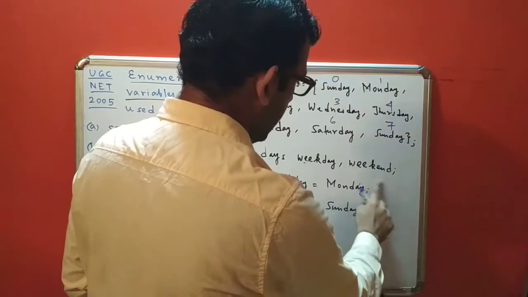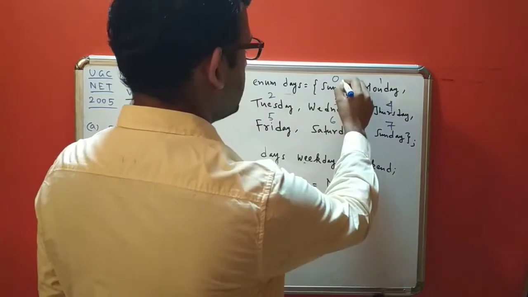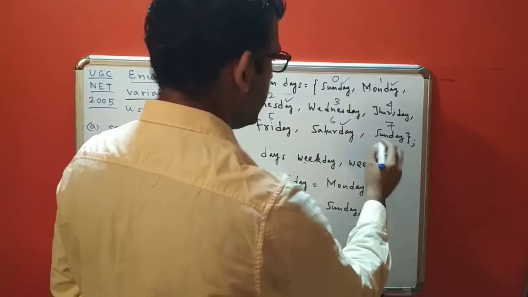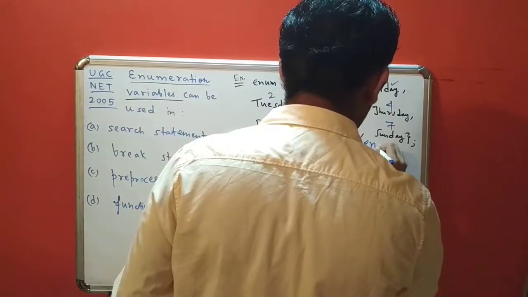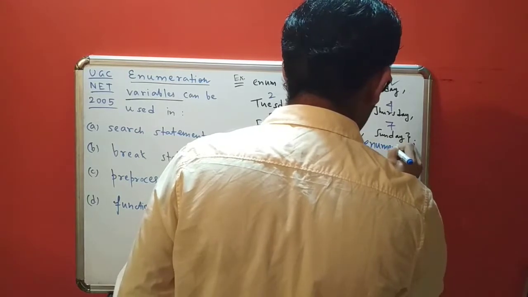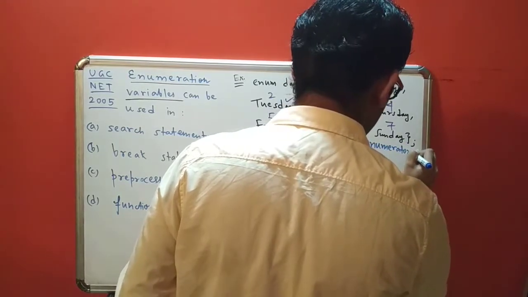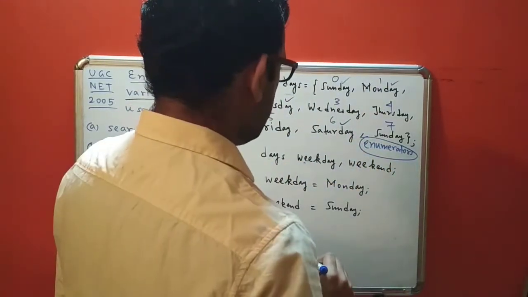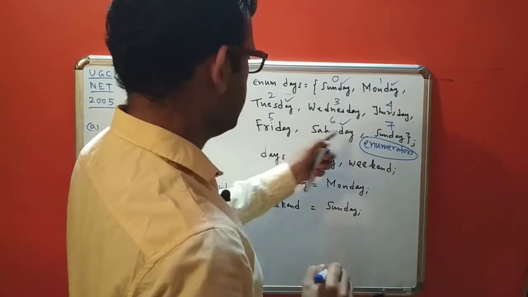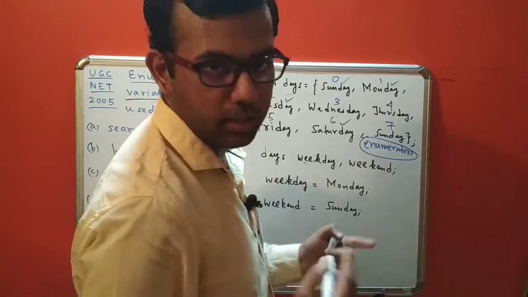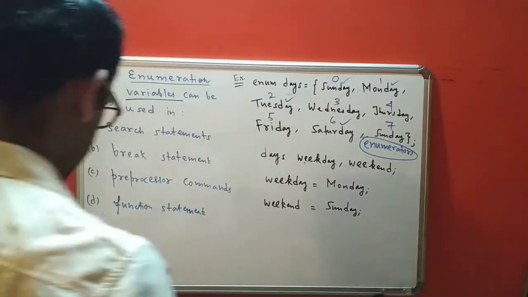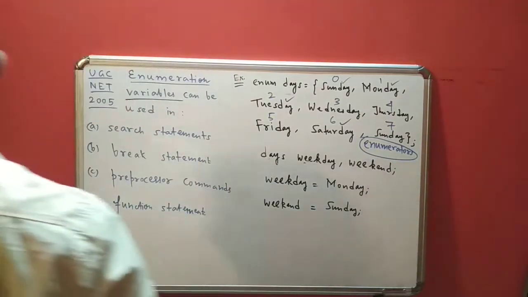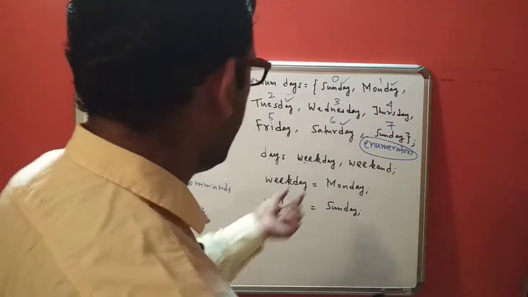Okay. And one more thing, these constants, Sunday, Monday, Tuesday, Saturday, these are known as enumerators. Okay, so these are our enumerators. Fine. Now, since these names are nothing but underlying integers, I can perform normal integer operations as well, provided they do not exceed the range.